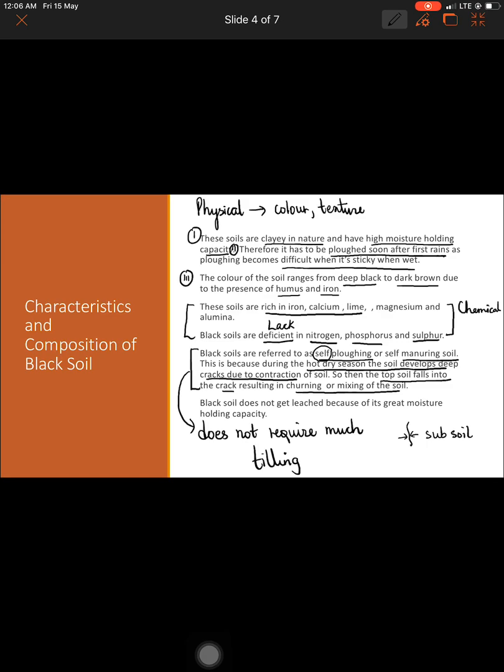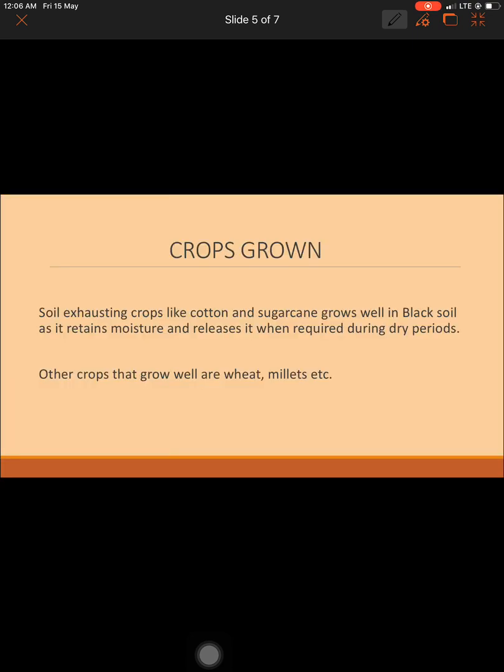And the last characteristic of black soil is that it does not get leached. Leach meaning the removal of topsoil. If you remember in the previous presentation, we've defined leaching. Leaching or leach means removal of topsoil. So black soil does not get leached because of its great moisture holding capacity, meaning they can really retain a lot of moisture. That's why the topsoil does not get easily washed away.